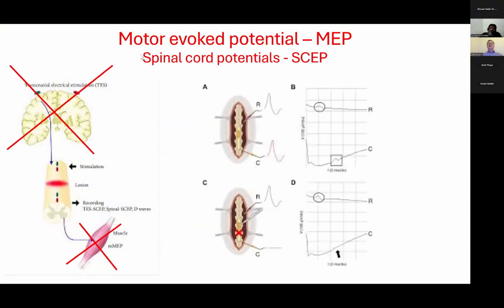There are so-called spinal cord potentials as well. You can stimulate the upper spinal cord level and get the potentials from the lower spinal cord level. So if there is a lesion somewhere in between, you can understand if there is a block of the potentials by such a recording.